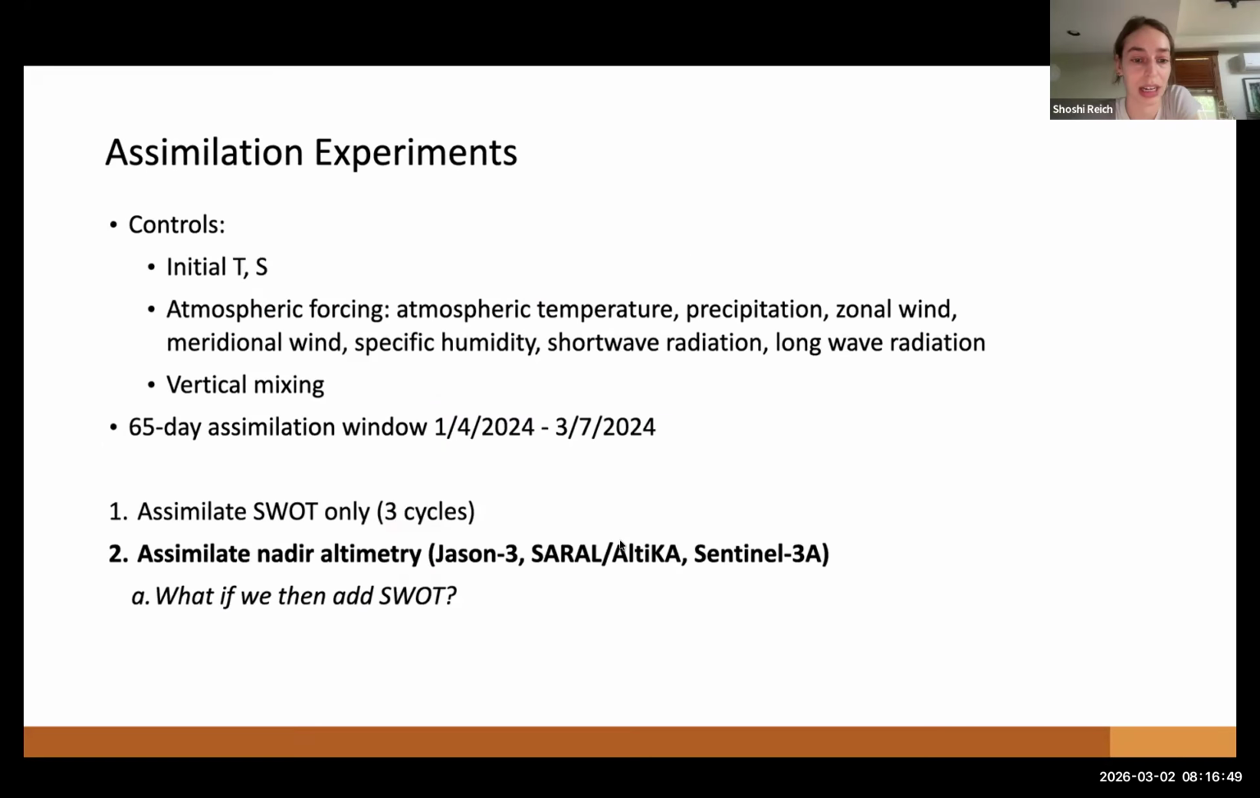So my assimilation with the nadir altimetry is still running, and the story is the same. So I thought I would skip those results for now. But maybe in the coming weeks, I'll be able to compare the assimilation with SWOT data to this and have some results soon.